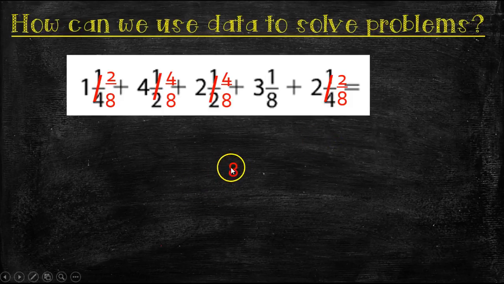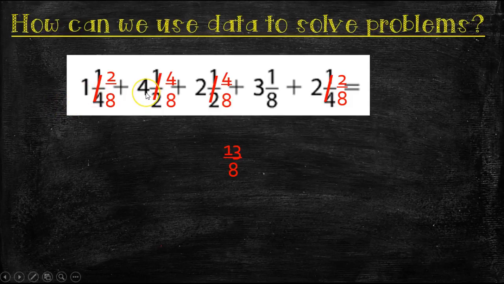So we know that our common denominator is 8, so we're going to add our fractions first. 2 plus 4 is 6. 6 plus 4 is 10. 10 plus 2 is 12. And we can't forget about this guy, 13. All right? So then we'll add our whole numbers.